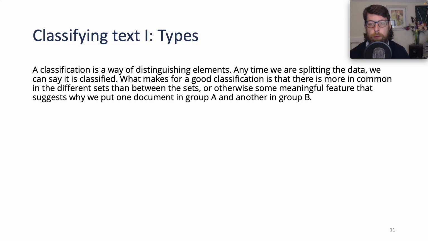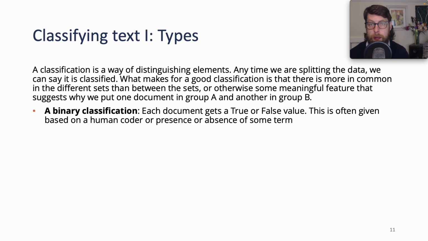A really common one, of course, would be anytime you can have two polarities, like left wing and right wing, or authoritarian and libertarian, happy or sad, and so forth. That leads us to the first kind of classification, which is a binary classification. Each document gets a true or false value. It doesn't have to be true or false, it can be up or down, but it's really just exclusive values. We then say whether the document exhibits that feature, which is true, or doesn't exhibit that feature, which is false.